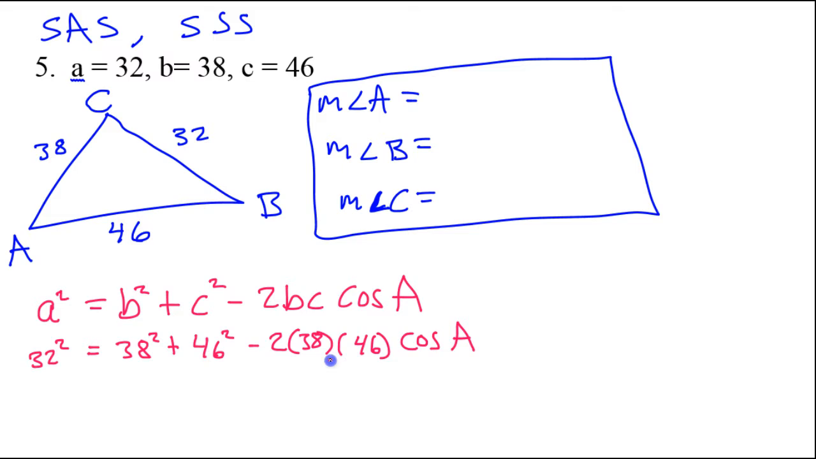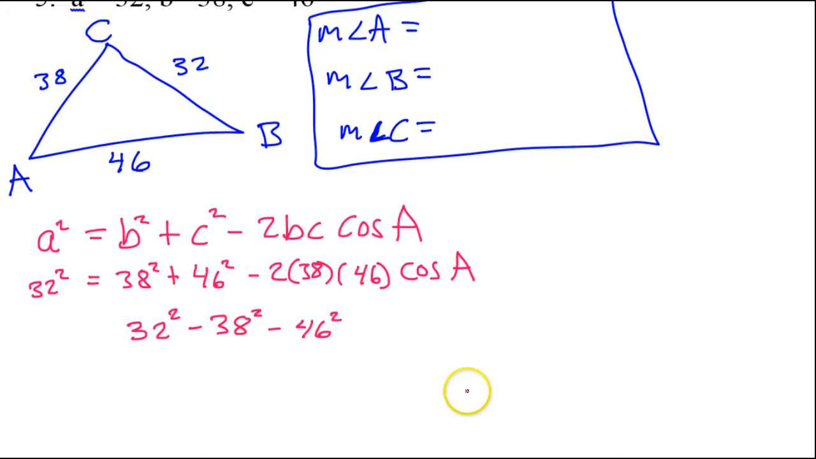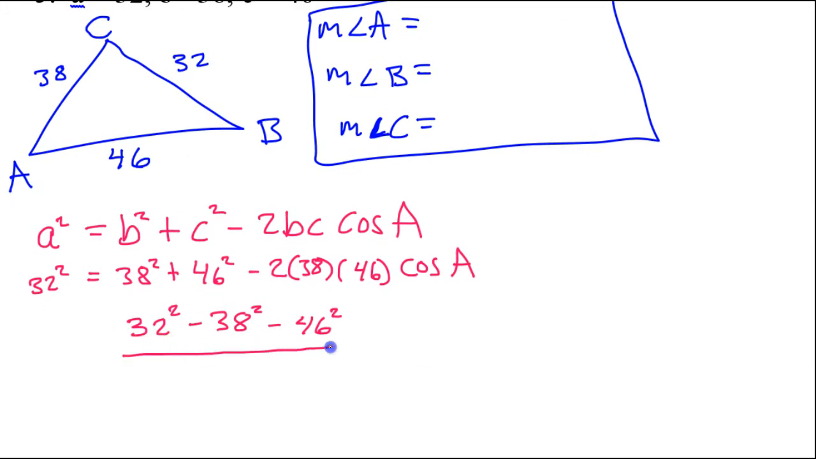To get cosine A by itself, we need to subtract these two terms and then divide by everything in the front. So first, subtracting these two terms, that's going to give us 32 squared minus 38 squared minus 46 squared. Now let's divide by the rest of this in front of cosine A. So that's going to look like this. Put it all over negative 2 times 38 times 46. So that should get cosine A by itself.